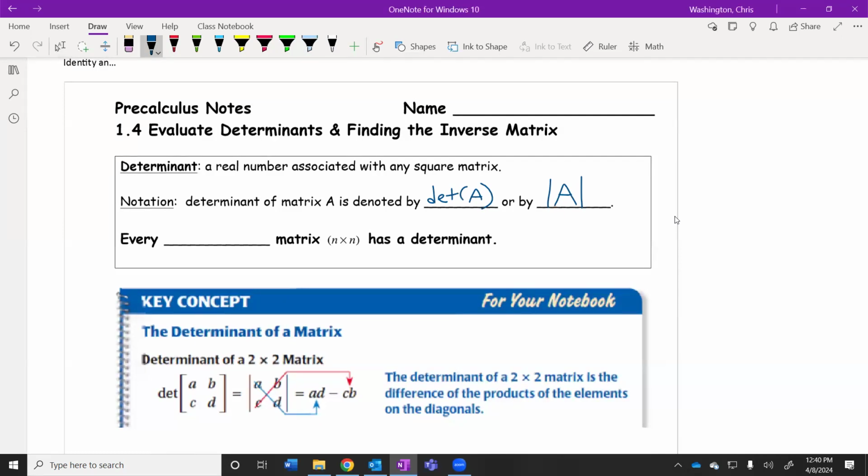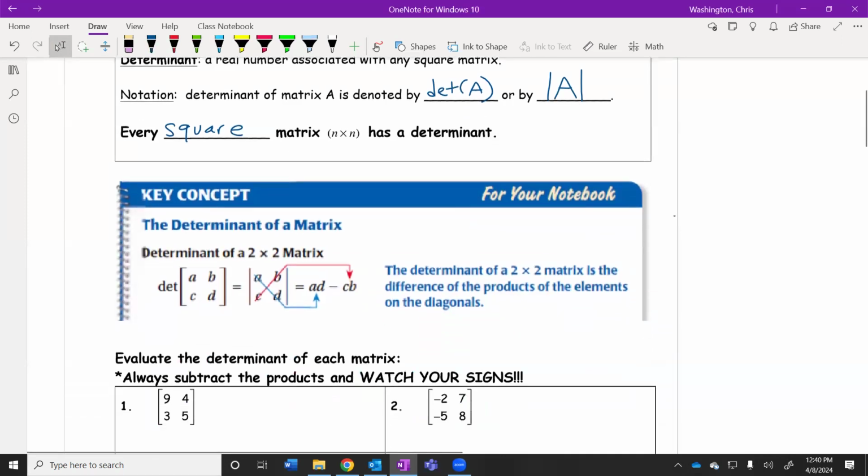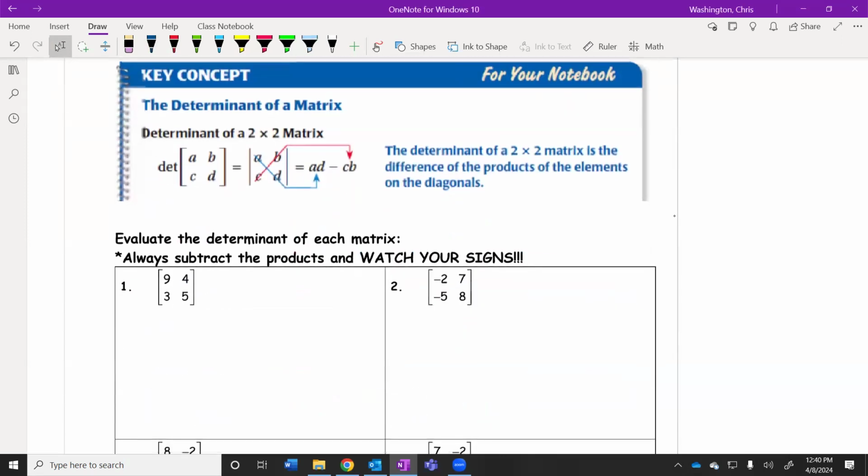And every square matrix, in which the rows and the columns are equal, the same number of rows and the same number of columns, has a determinant. Every single square matrix has what we call a determinant. You need to be able to find a 2 by 2 determinant by hand. Anything bigger than 2 by 2, you would not do the same way as we do a 2 by 2, and we're going to use a matrix calculator for those.